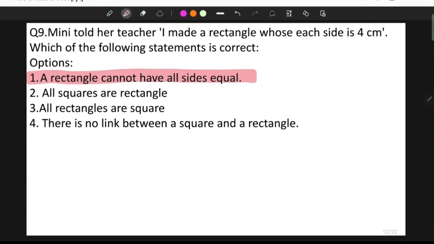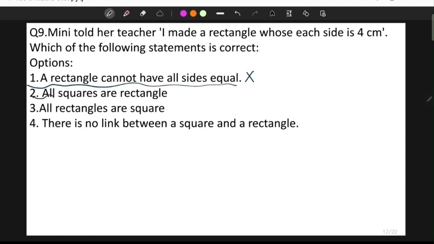So this is the wrong statement actually. It is not compulsory that the sides of a rectangle should not be equal. They can be equal. So the first option is the wrong one because a rectangle can have equal sides. Moving on to the second option.